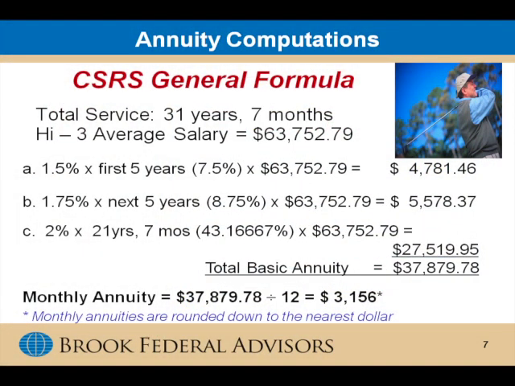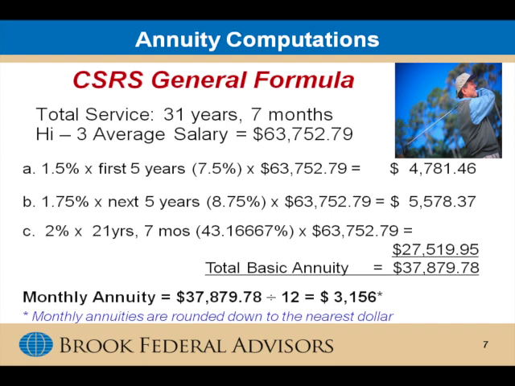31 years, 7 months worth of service. The high 3, $63,752. You see in the calculation here, we're going to look at 1.5% times the first 5 years for $47.81, 1.75% for the next 5 years, $55.78, and the full 2% for the remaining 21 years and 7 months for a total of $27,519. All added up, we come to a total annuity of $37,879.78, which equates to a monthly balance or a monthly annuity of $31.56.